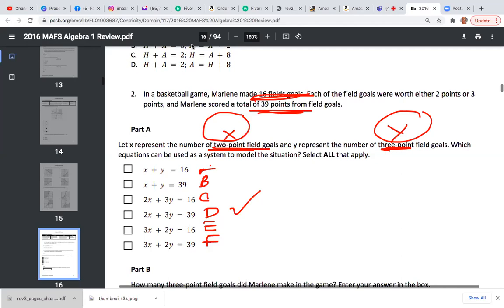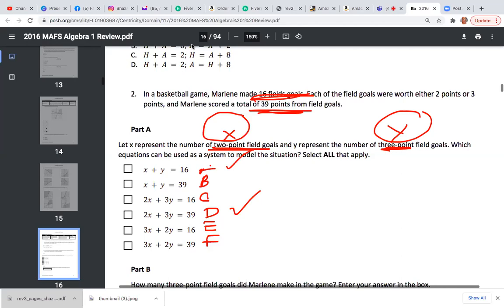You shot from the 2-point line, you shot from the 3-point line. So the number of shots from the 2-point line, which is X, plus the number of shots from the 3-point line, which is Y, adds up to 16. Which one says that? The last guess that I can take, it has to be A, because for sure I know it can't be E or F. Yes, okay. Yes, it has to be A.